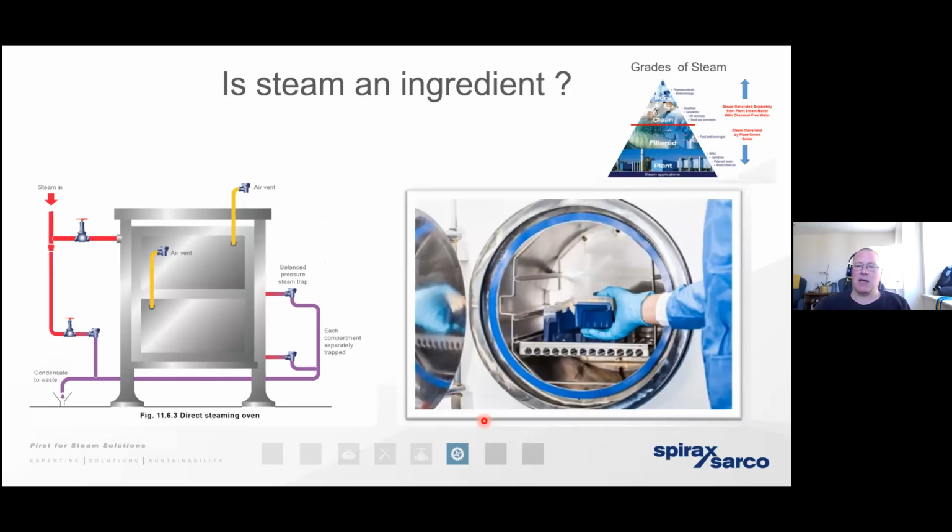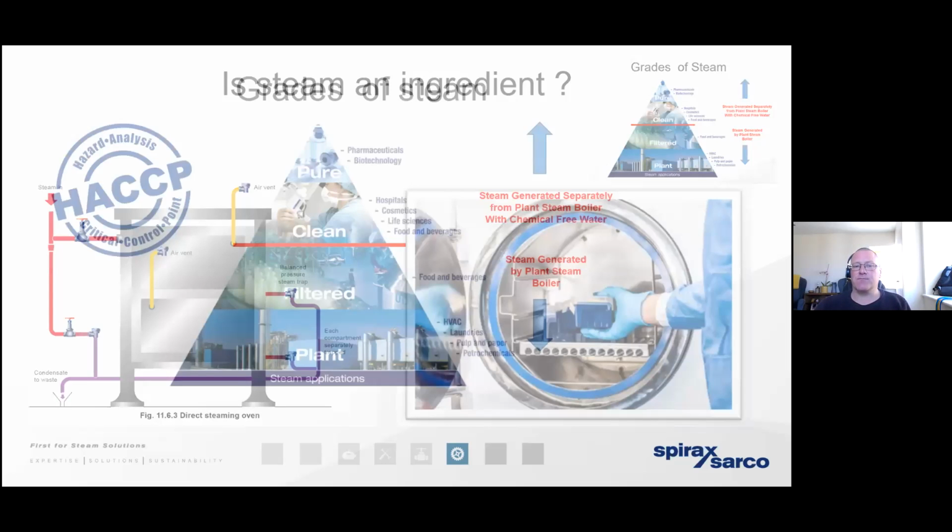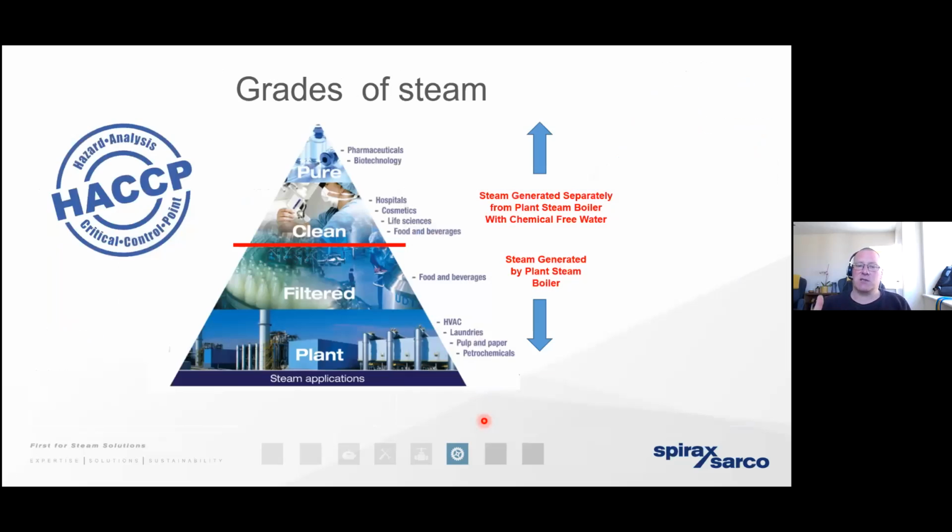Is that steam likely to be an ingredient? Is it likely to be exposed to a product or an atmosphere? If that were the case, any moisture, any boiler chemicals, any air, any rust, any scale could be at risk of entering that atmosphere. And it's at that point we want to give thought to the steam condition triangle. If there is a risk to the process of contamination, we want to move up the steam condition triangle.